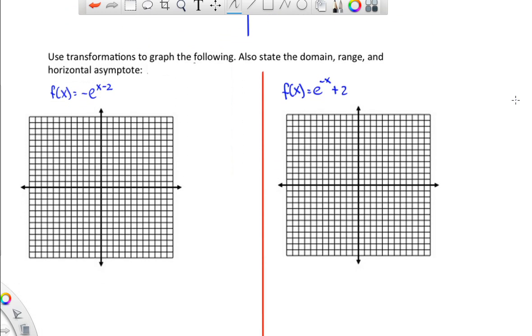So let's use transformations on this one. State the domain, the range, and the horizontal asymptote. We're going to start with e to the x. The negative would be a flip across your x-axis, right? So if we used to be at 0, 1, now I'll be at 0, negative 1.